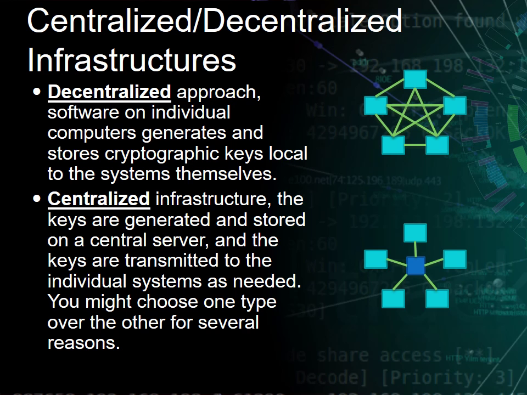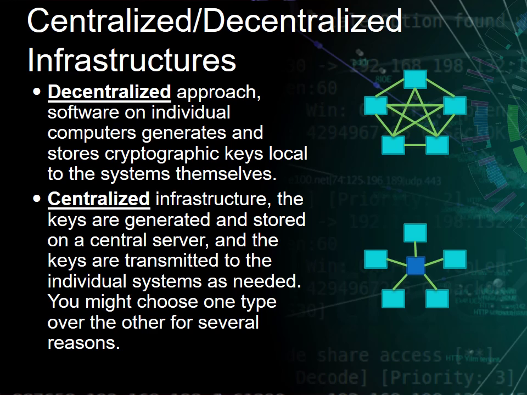So a public key infrastructure can be either decentralized or centralized. In a decentralized approach, software on individual computers generates and stores cryptographic keys locally on the systems themselves, and then the user shares their public key with whomever they want to share it with. With a centralized approach, the keys are generated and stored on a central server, and the keys are then transmitted to the individual systems as needed.